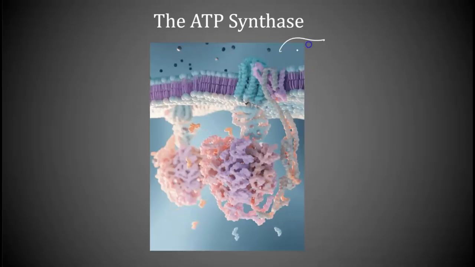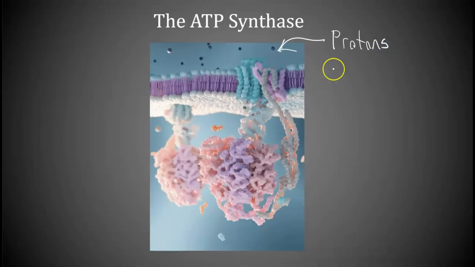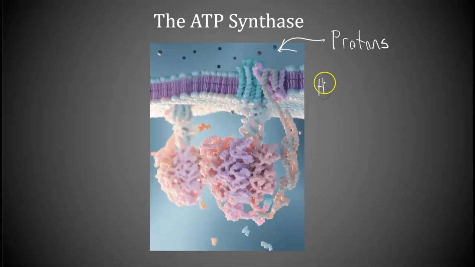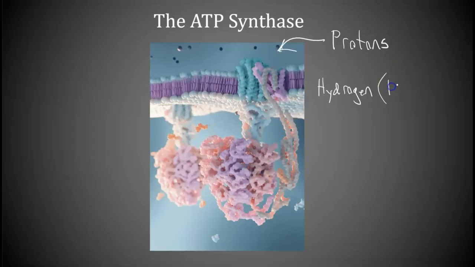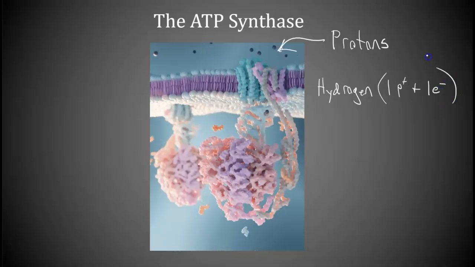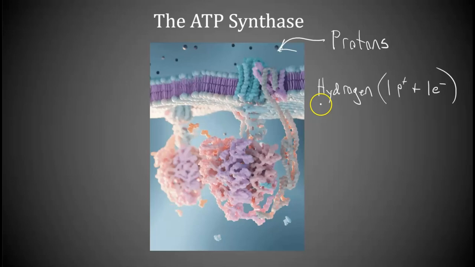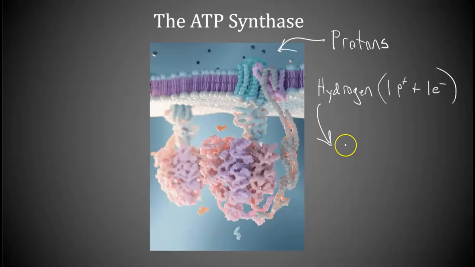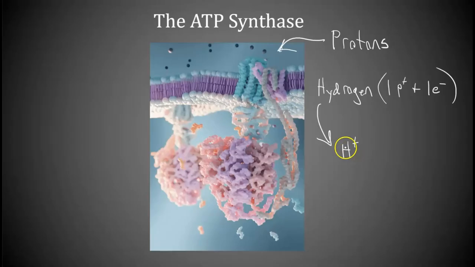Now, we call these protons, we also call them hydrogen ions because they actually come from hydrogen. Hydrogen is a very simple atom. It has 1 proton and 1 electron. Now remember, if you have an ion of an atom, it means it's charged. And so the hydrogen cation would be a proton. And we would say it's H+.